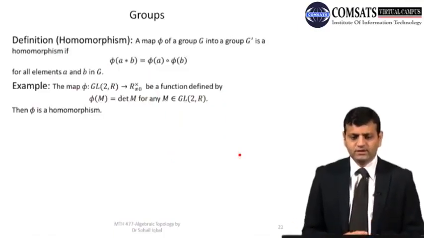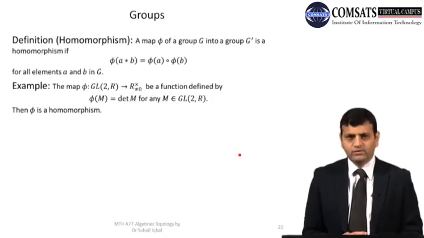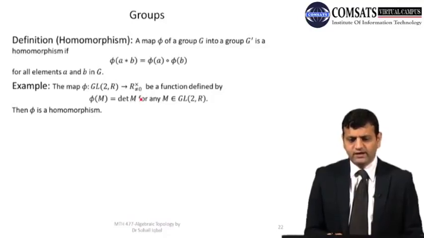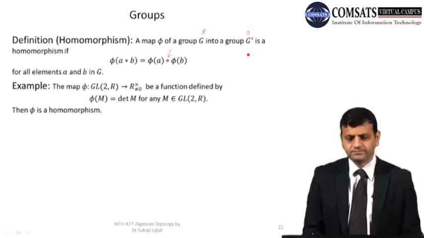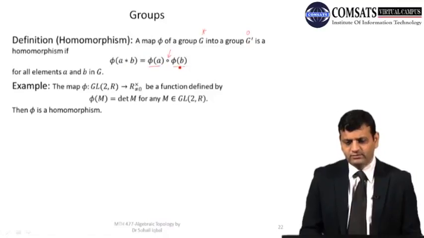An important concept when we are discussing groups is homomorphism. A map phi of a group G into a group G prime is a homomorphism if phi of a star b is equal to phi of a circle phi of b. This star is basically the binary operation of G, because a and b are elements of G, so we are operating a and b using the binary operation of G. And this small circle is basically the binary operation of G prime, because phi of a is an element of G prime and phi of b is also an element of G prime, so we are operating them using the binary operation of G prime.